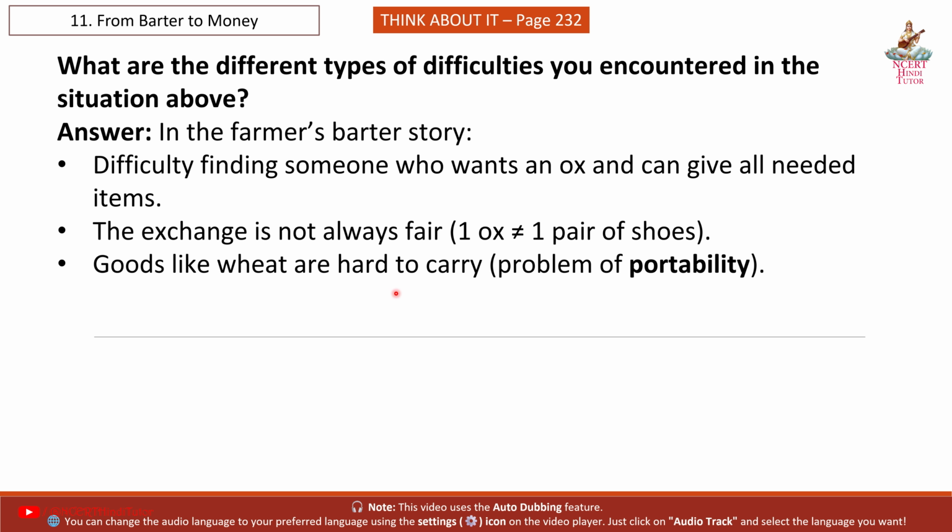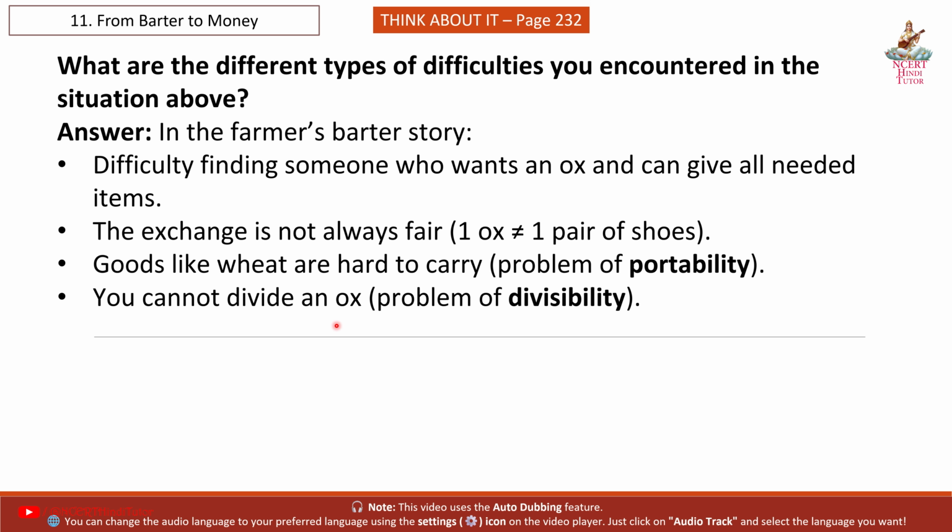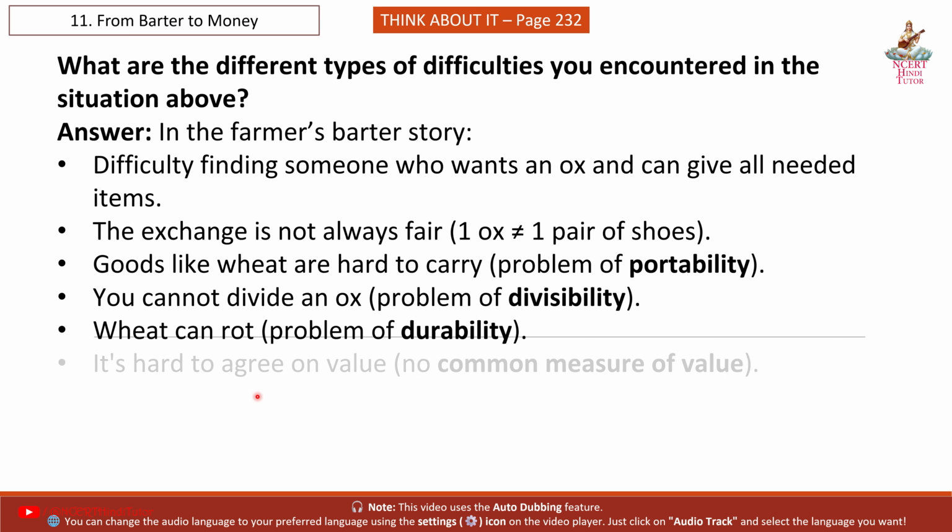Goods like wheat are hard to carry. Problem of portability. You cannot divide an ox. Problem of divisibility. Wheat can rot. Problem of durability. It's hard to agree on value. No common measure of value.